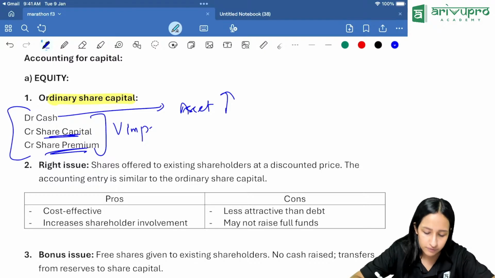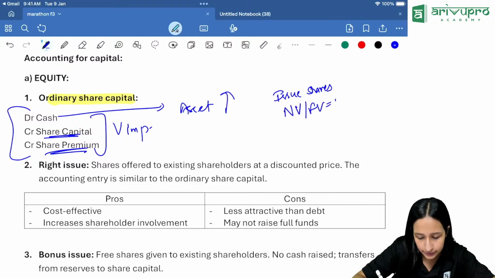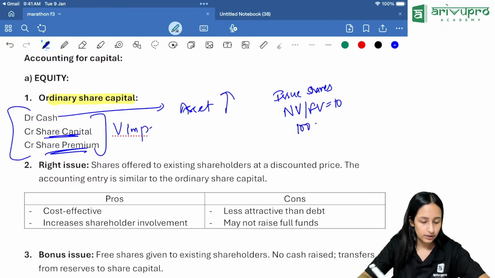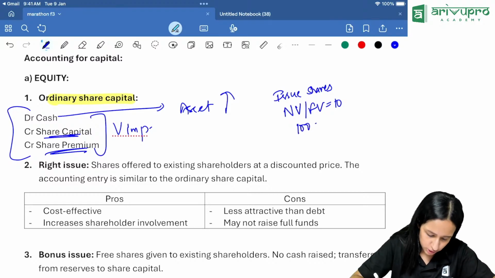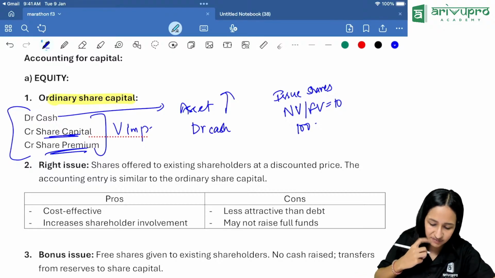Okay, what is the meaning of this? Let's say we issue shares of nominal value or face value 10. Okay, but we issue it for 100. Got it? Now, how many shares do we issue? Never mind. Okay, so we'll do debit cash. How much are we getting total?